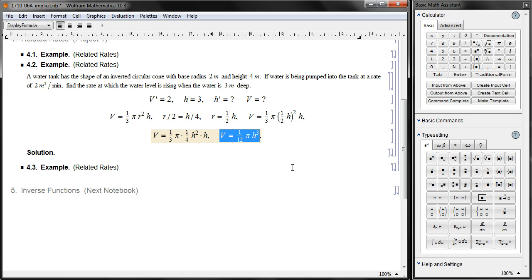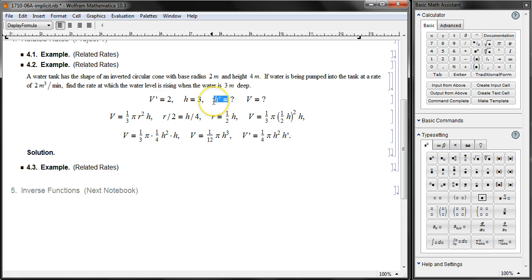Now let's find out the other equation. All you have to do now is to take the derivative implicitly. Take the derivative of V, so V prime, and then the right hand side, what do we get? 1/4 pi H squared, and then we need H prime from the chain rule. So what do we have? We have equation number 1, equation number 2, and then we have two unknowns.